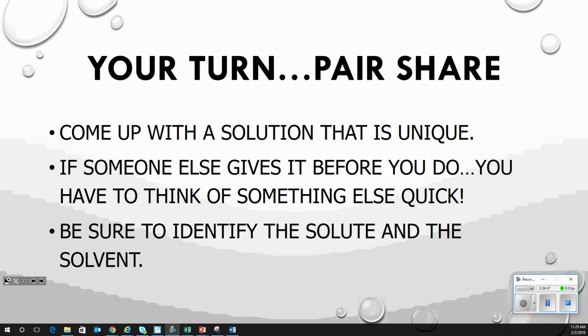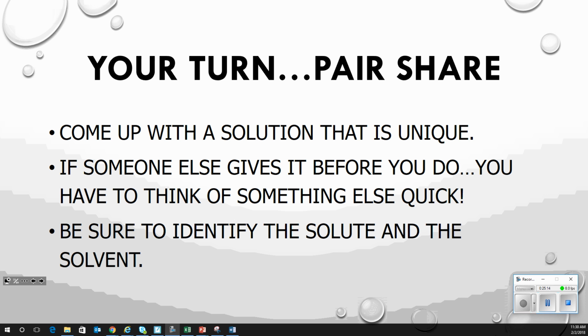Oh, okay. True solution. That would be a suspension. Okay, yes. Brass is a colloid. No, it's a solution. It's a solution, you're right. Two metals together, it is a solution. Okay, yes. Air is a solution. Okay, what else?